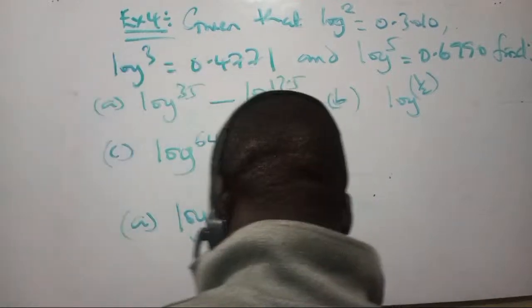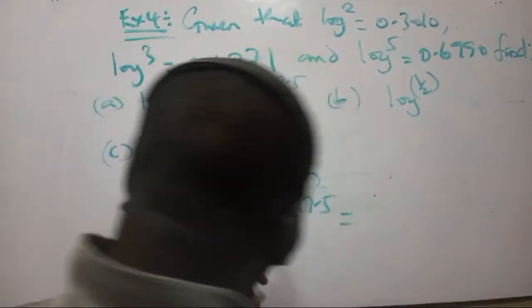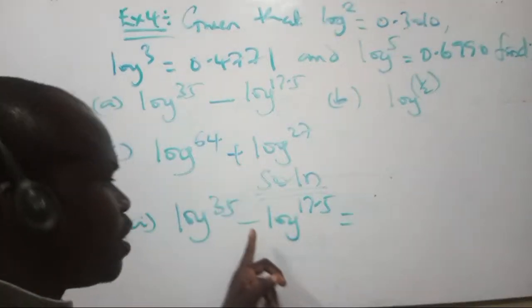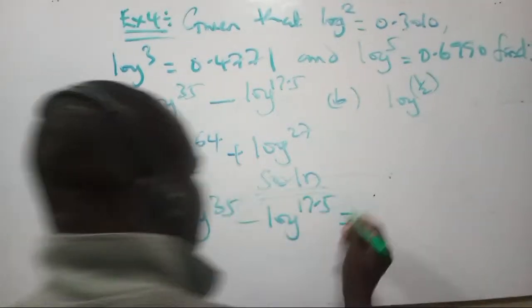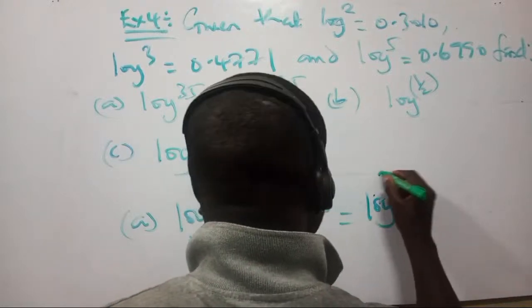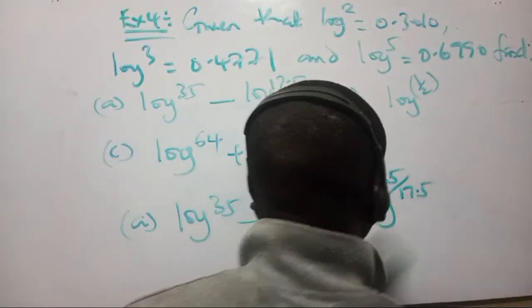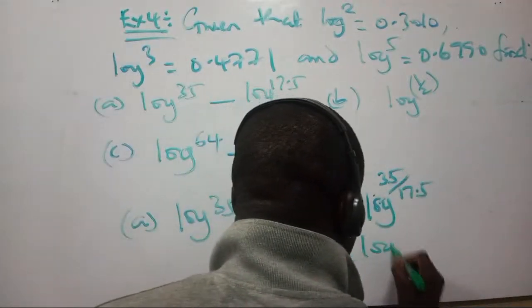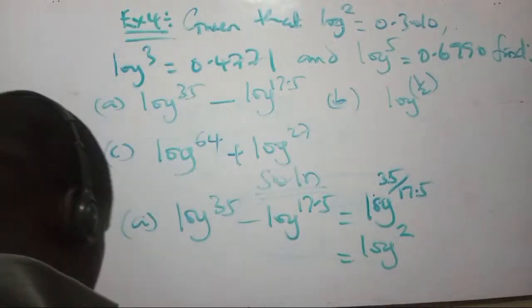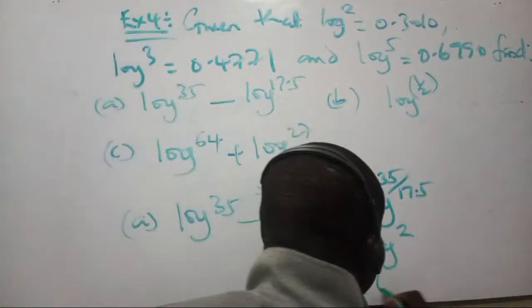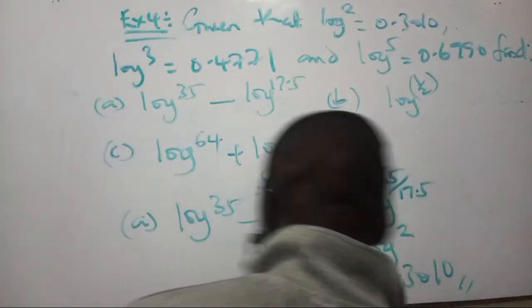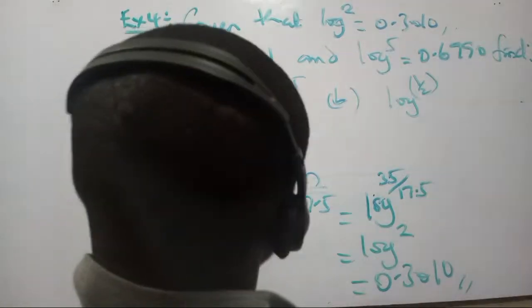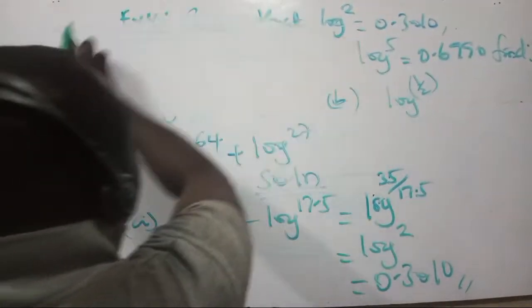If you look at the laws of logarithm, when you have subtraction, it is division. When you have addition, that's multiplication. So if you apply the second law here, I can change this to log of 35 divided by 17.5. And of course, 35 divided by 17.5 is 2. Then if this is 2, what is log 2? Log 2 is given as 0.301. So our final answer will be 0.3010. So we have been able to solve the first question. We can go to the second one.